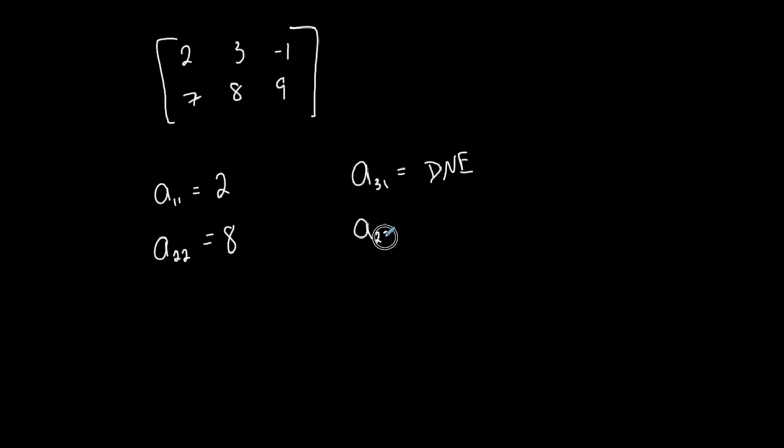But if I go A23, this is the element in row 2, column 3, row 2, column 3, 9. Okay, so this is just a way of asking for specific elements or representing specific elements in a matrix. Okay?